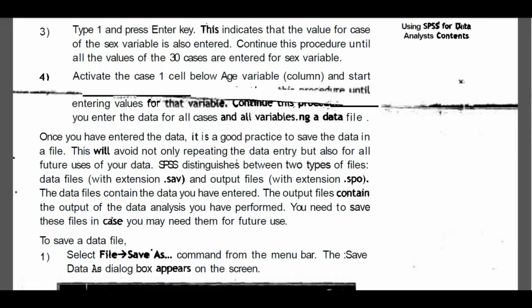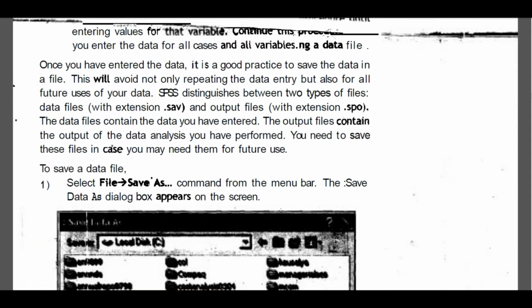So SPSS distinguishes between two types of files: data files with the extension .sav and output files with the extension .spo. The data files contain the data you have entered. The output file contains the output of the data analysis you have performed. You need to save these files in case you may need them for future use.